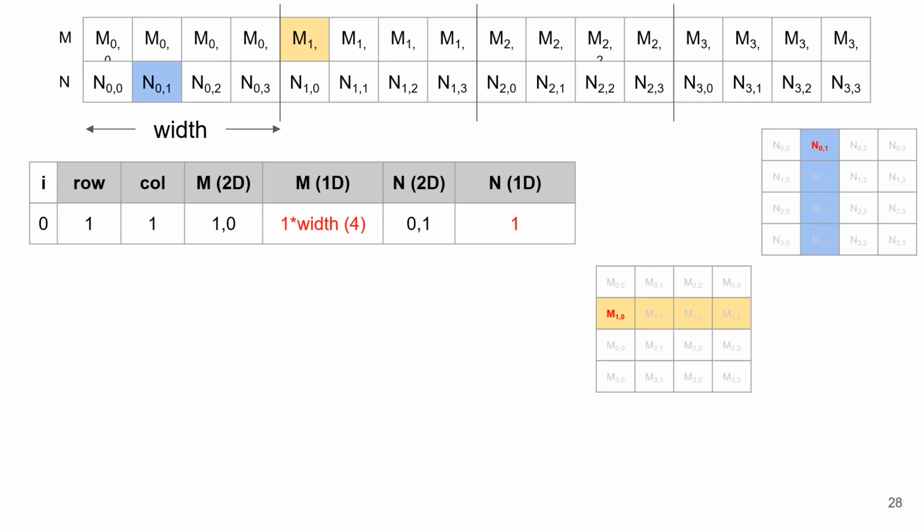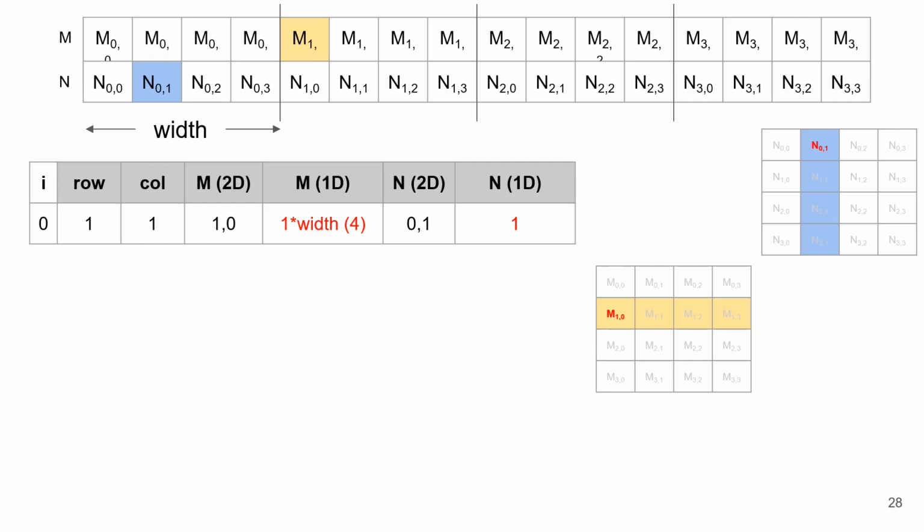In the first iteration, the thread has to access M10, or the yellow cell, and N01, or the blue cell. In the table, we see a bunch of variables, and the goal is to find the 1D representations in the table, which are written in red.